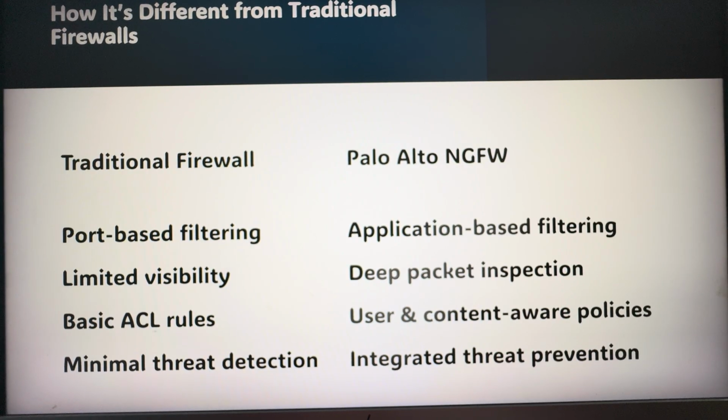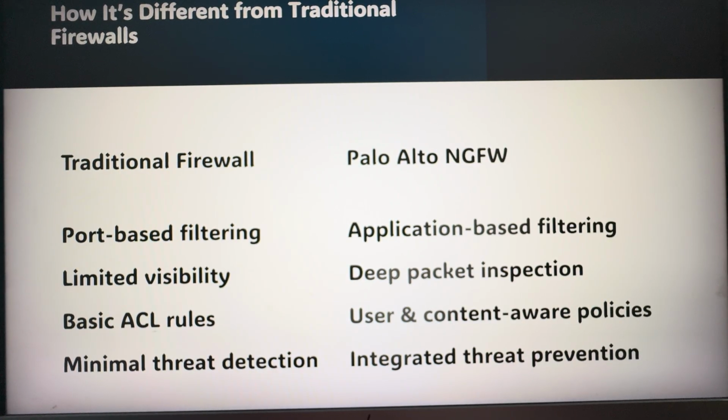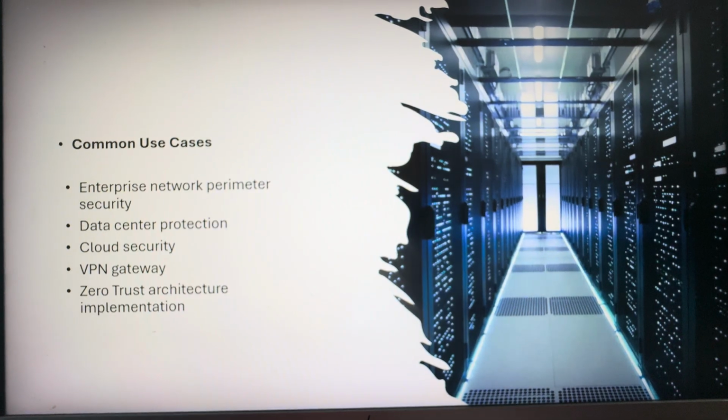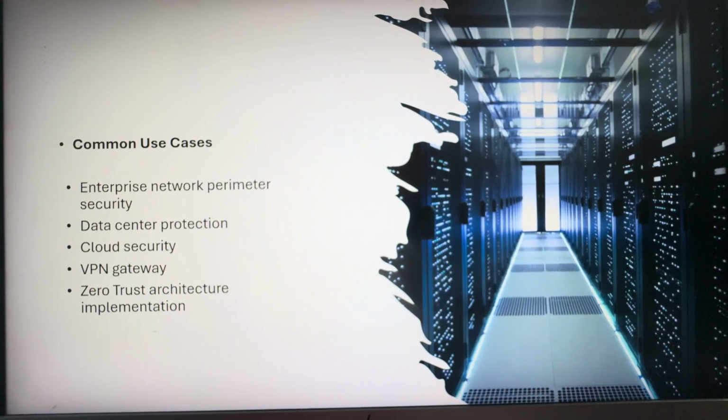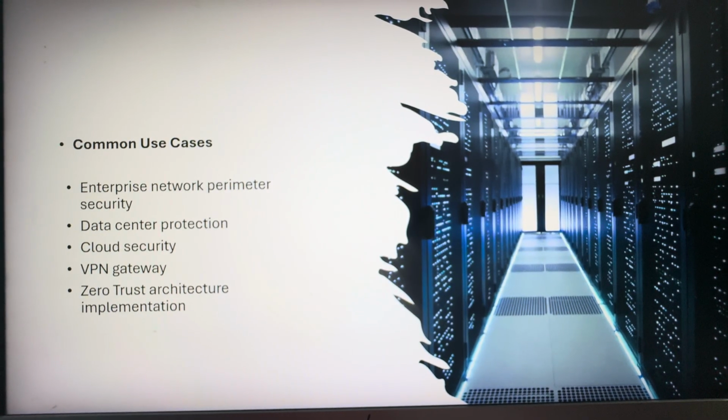Traditional firewalls are port-based firewalls with port-based filtering, limited visibility, basic ACL rules, and minimal threat detection. Palo Alto next-generation firewalls offer application-based filtering, deep packet inspection, user and content-aware policies, and integrated threat prevention. Common use cases: enterprise network perimeter security, data center protection, cloud security, VPN gateway, and zero trust architecture implementation.